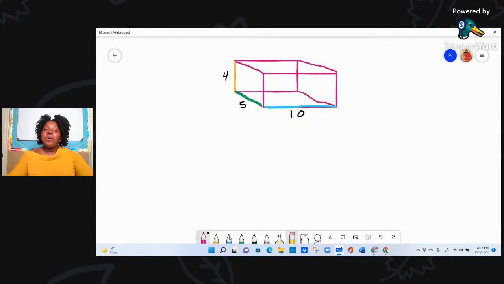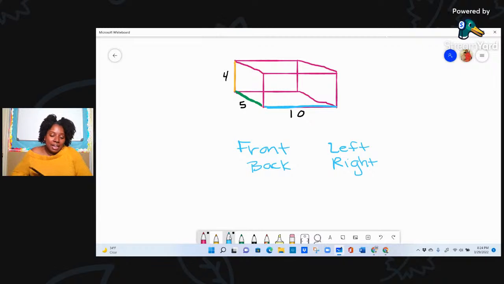But it's pretty cool because the front and the back are equal, right? So if I have the front, then I just times it by 2, and then I have the front and the back. If I have the left side, I just times it by 2, and I have the left and the right side. So front and back, left and right, they're going to be the same.